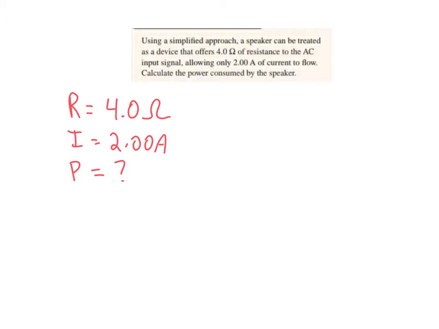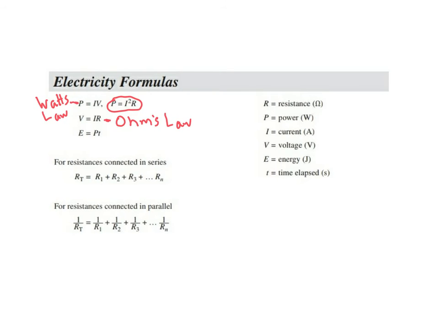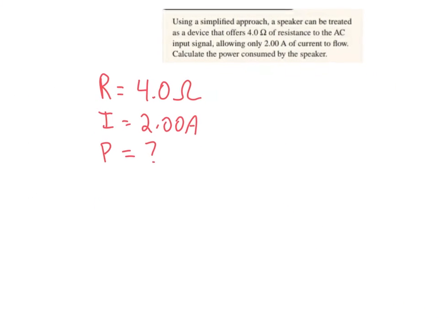Okay, so we have two variables given to us, and we need the third one. So let's take a look at which formula we would need. We have R, we have I, and we need P. There's only one formula that uses P, I, and R, and we're going to come back to that one. The way we're going to do this one is in two steps. First of all, I noticed that P is also equal to IV. That is Watt's law. We don't have V in this case, but we can figure out V by using Ohm's law. So we're going to do a two-step process for this first one.